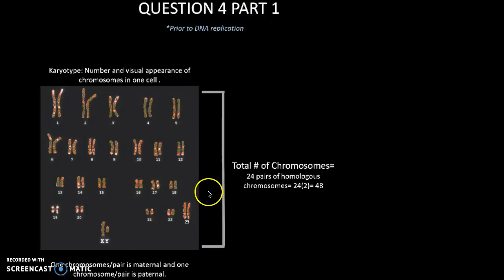So I've just made a little representation of what a karyotype of the chimpanzee would look like. So we have the 23 sets of chromosome pairs and then an X and Y. And it's going to be the same thing that we talked about earlier. So for the total number of chromosomes before DNA replication, that's the same as what they've already given you. So that's going to be the 48.